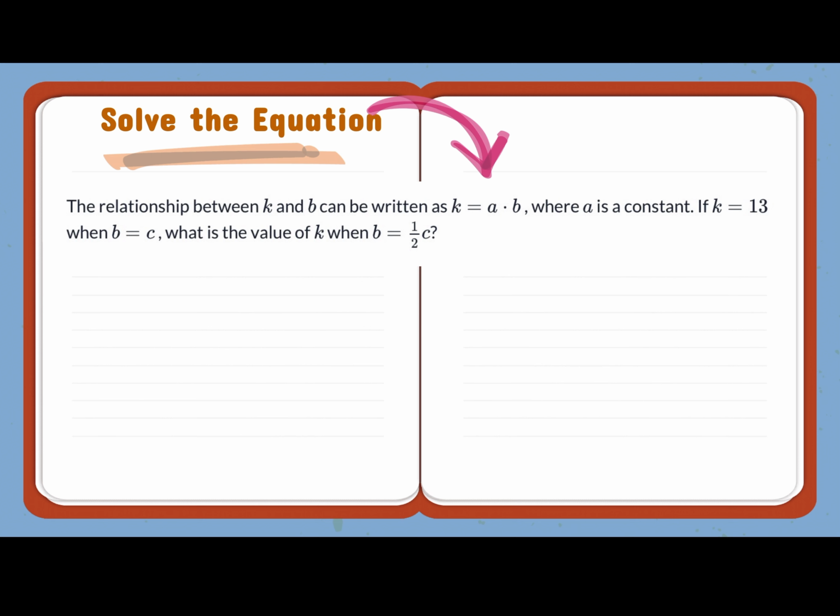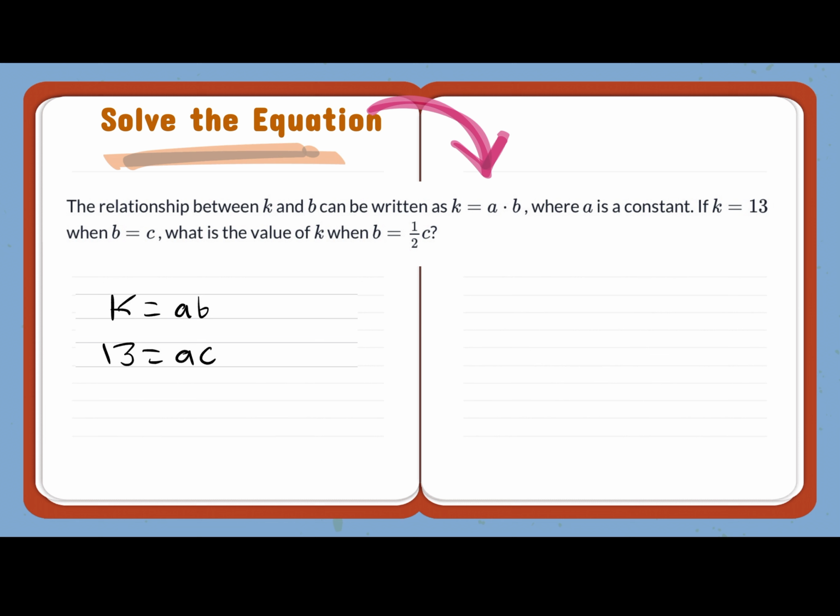So when you get a question like this, pretty much the whole point is to just write down what you're given, because you'll have to end up using all of this information. So we get 4 main points here. We have k equals a times b, k equals 13, b equals c, and what is the value of k when b equals 1/2 c?